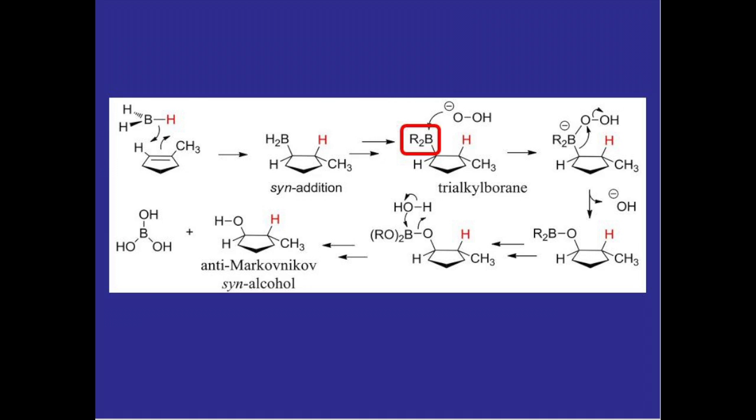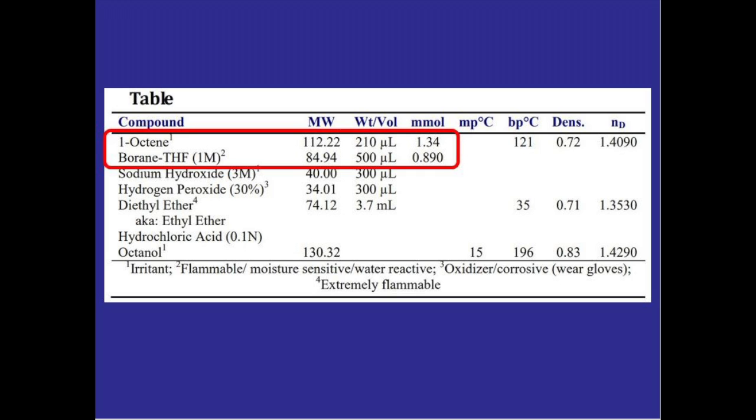So if we look at the table, initially we might assume that the borane THF complex is our limiting reagent because it has a smaller amount of millimoles, but we have to remember that the 1-octene is actually used up 3 times as quickly, and so that'll be our limiting reagent in this reaction.